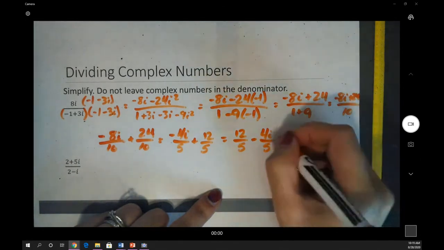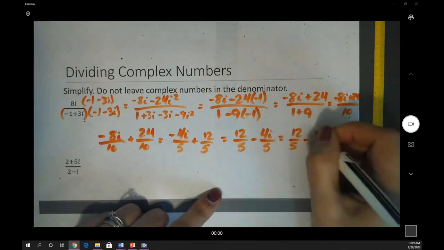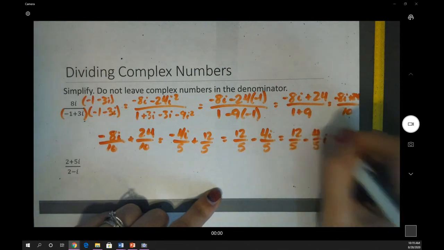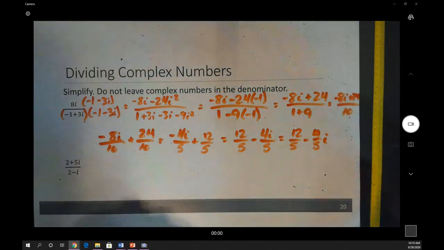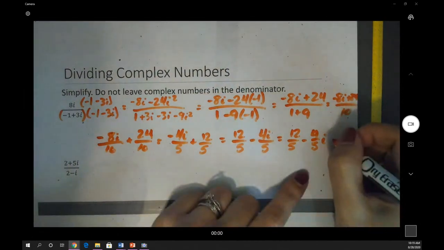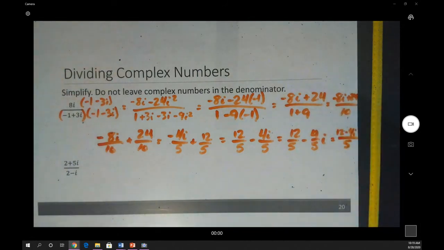And just so you know, it is also possible to write this as 12 fifths minus 4 fifths i. The i can go out back. One more way to write it still would be 12 minus 4i over 5. Those are all acceptable answers.